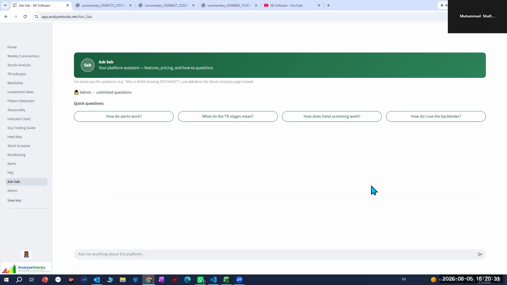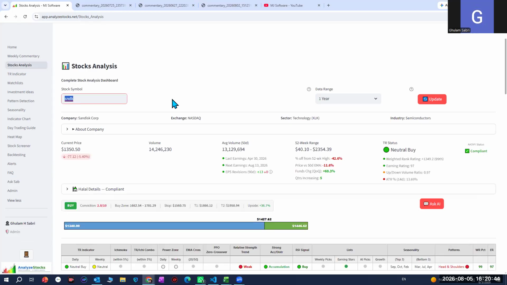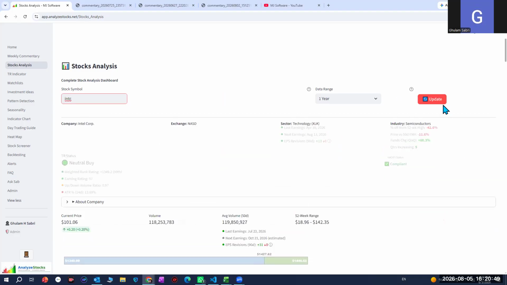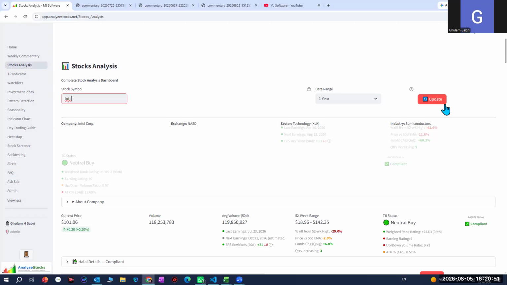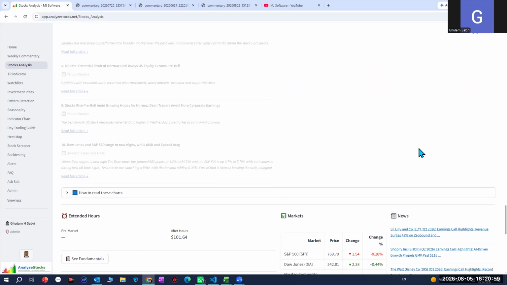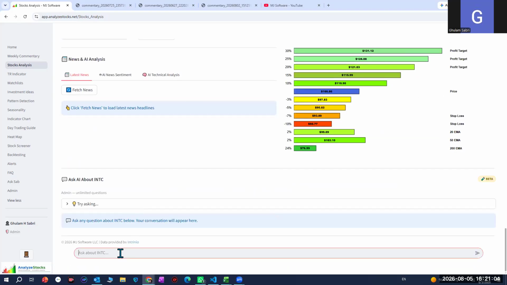Intel is low, even though this section is about the platform. It's a platform assistant. If you want to ask a question about Intel, you first have to go to stock analysis and put Intel here, so it knows you're talking about Intel. Now we can come down to the AI engine side and ask about Intel. What is the question? Why has Intel come down?